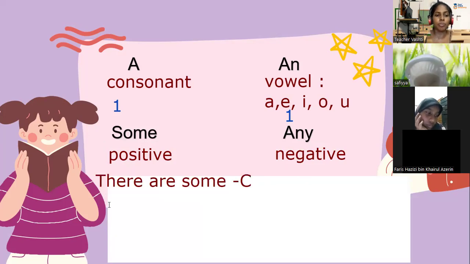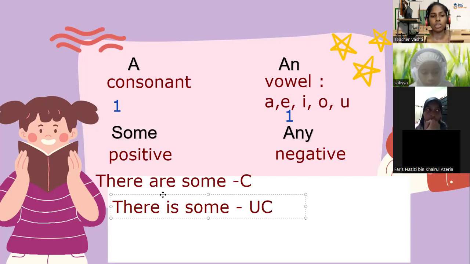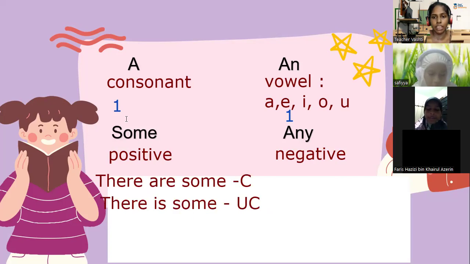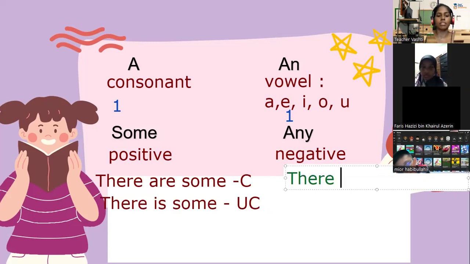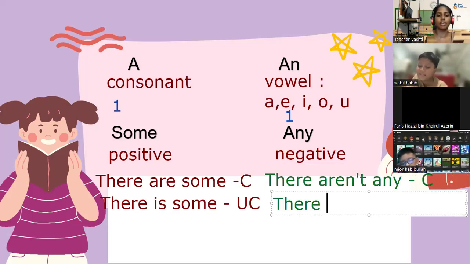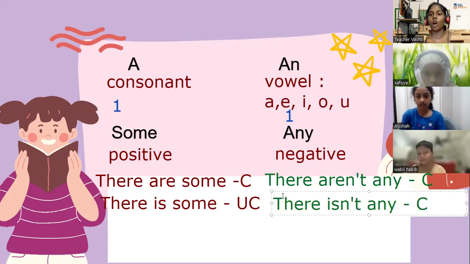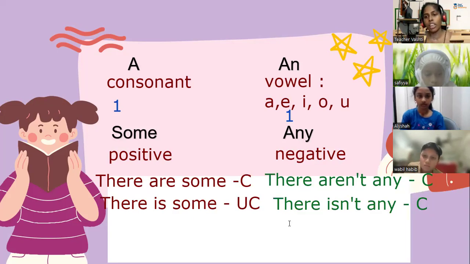Kalau tak boleh kira, there is some. Kalau untuk uncountable nouns, benda yang tidak boleh dikira. How about any? There aren't any. Untuk countable or uncountable? Countable nouns. Kalau uncountable nouns? There isn't any. Okay. So this is what you have to remember for today. This is like a short mind map.